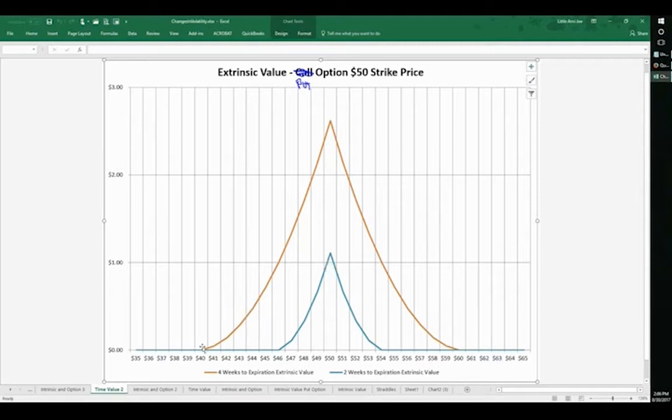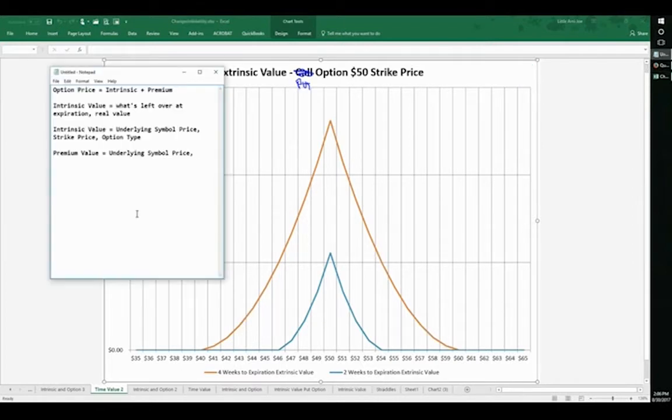So here's that extrinsic value, or that premium, and you can see that it gets less and less as time gets closer to expiration. That doesn't happen to the intrinsic value, by the way. That only happens to the extrinsic value, or the premium. So the premium is a factor of time to expiration as well.